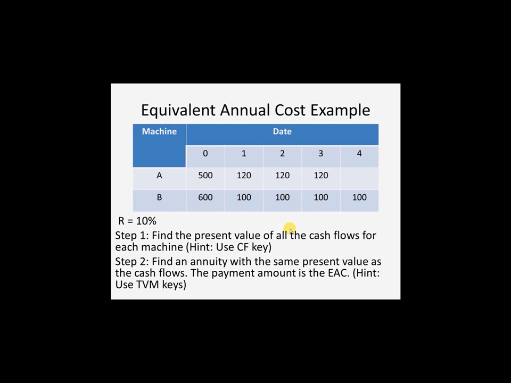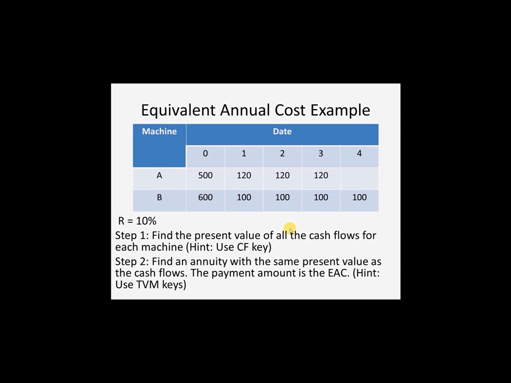Here is our equivalent annual cost example. This is a tennis ball throwing machine that a country club is thinking about purchasing. The tennis ball throwing machine is for people who would like to practice their tennis swing but are not popular enough to have friends that are willing to play with them. And so this is really important for some people.